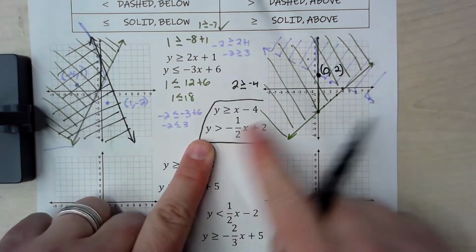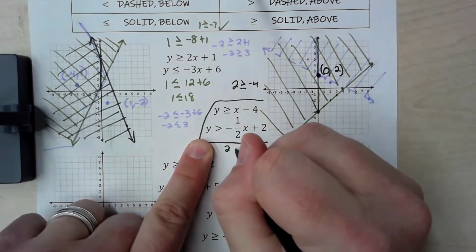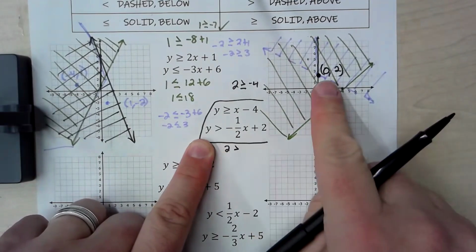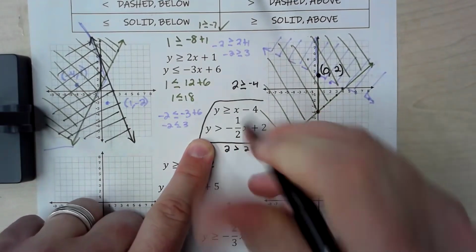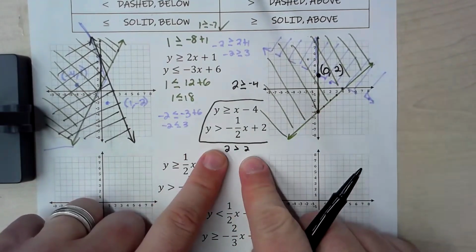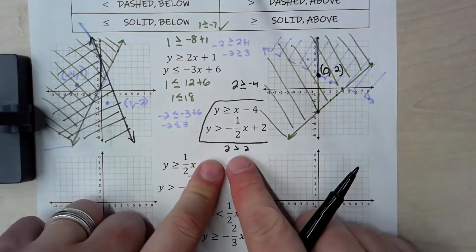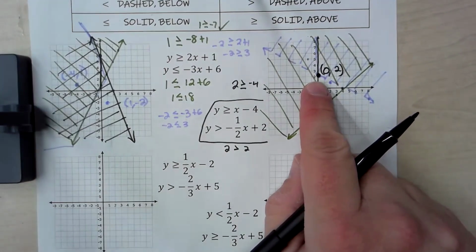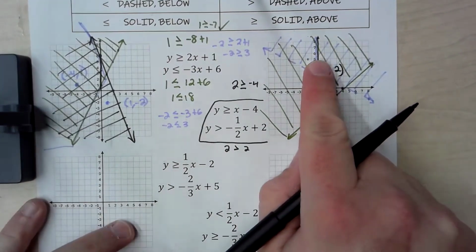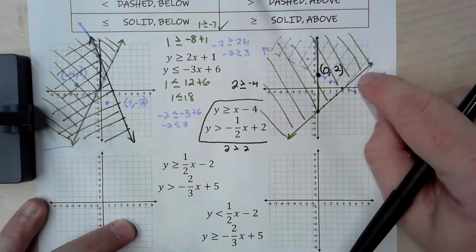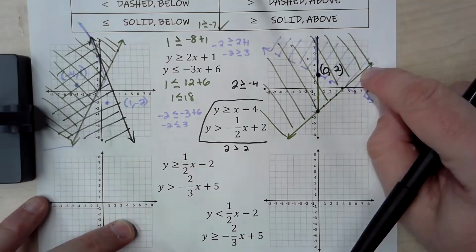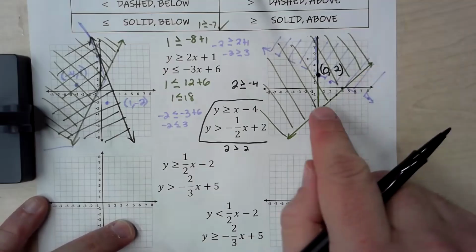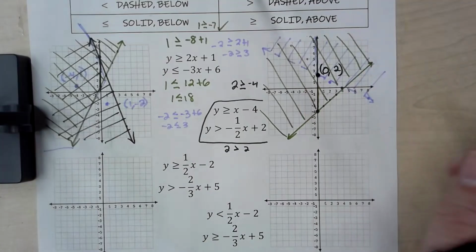If I plug it into this one, 2 is greater than negative 1/2 times 0, which is 0, plus 2. Well, 2 is not greater than 2, right? They're equal, but it's not or equal to. So if it's on a dashed line, that is not a solution. Above the dashed line is great because that's where they overlap. If it's on the solid line, that makes both inequalities true. But if it's on a dashed line, it's not a solution. So those are just some little things we need to be aware of and look for.